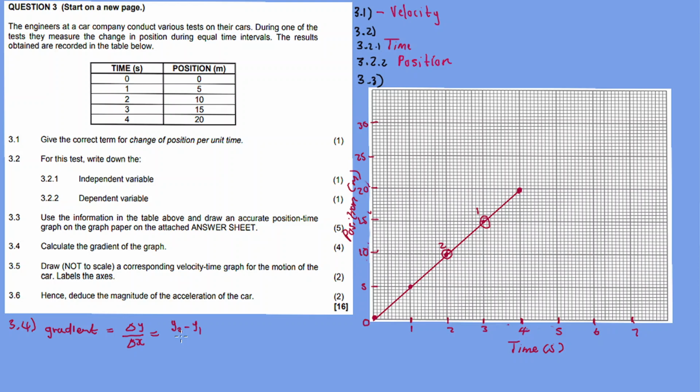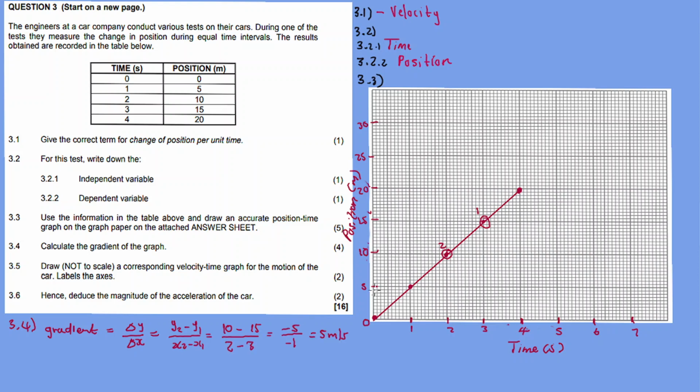y2 is 10 minus y1 which is 15, divided by x2 which is 2 minus x1 which is 3. So 10 minus 15 is negative 5, divided by 2 minus 3, which is minus 1. So our answer is 5 meters per second.